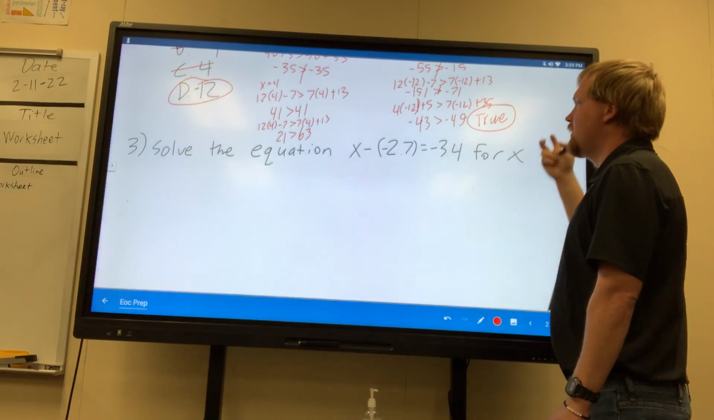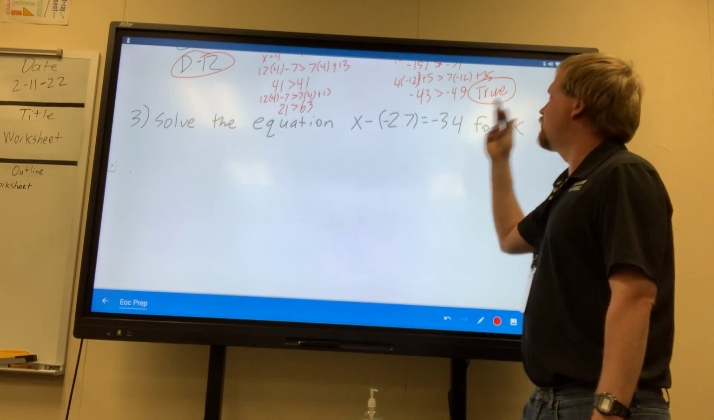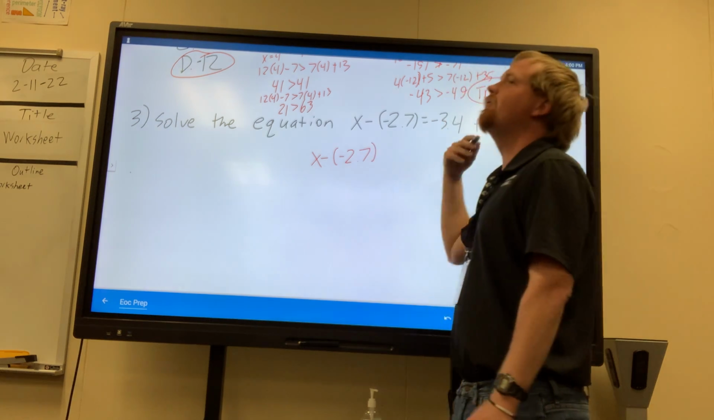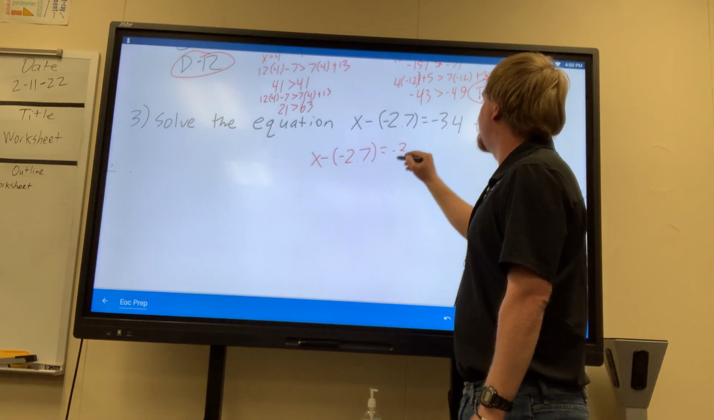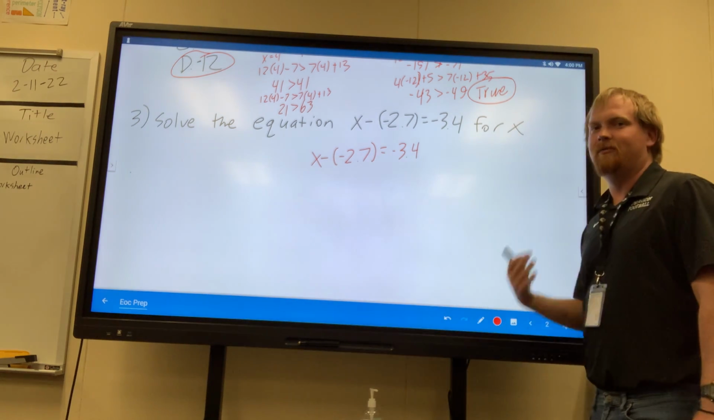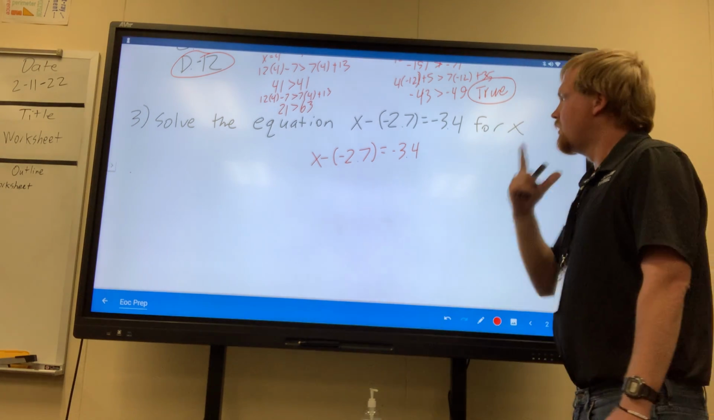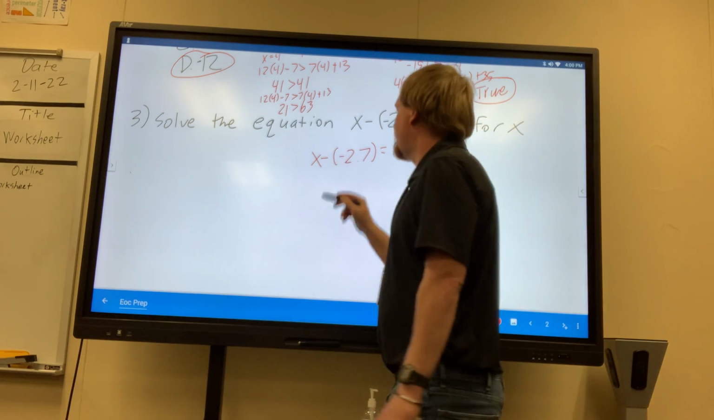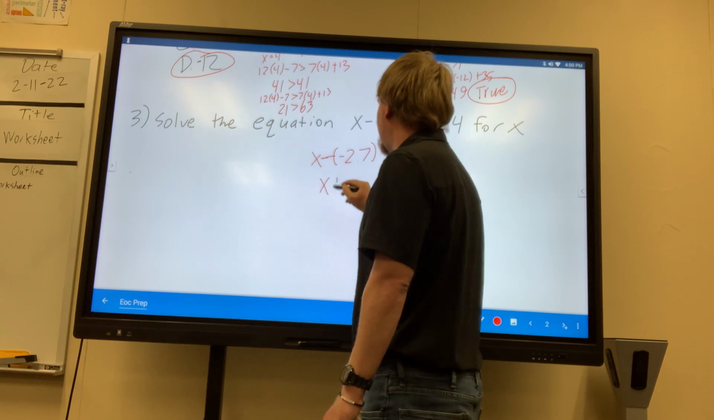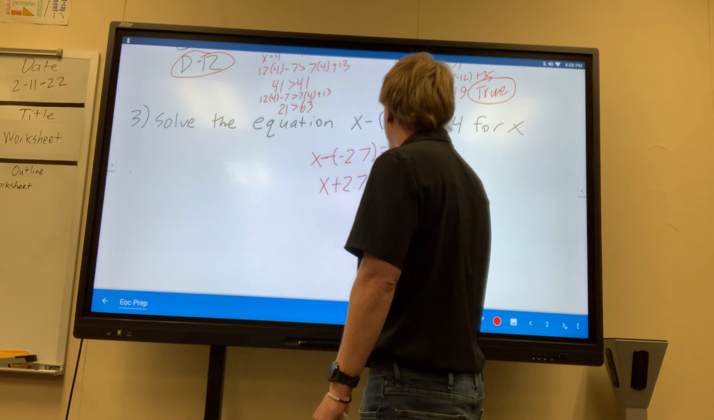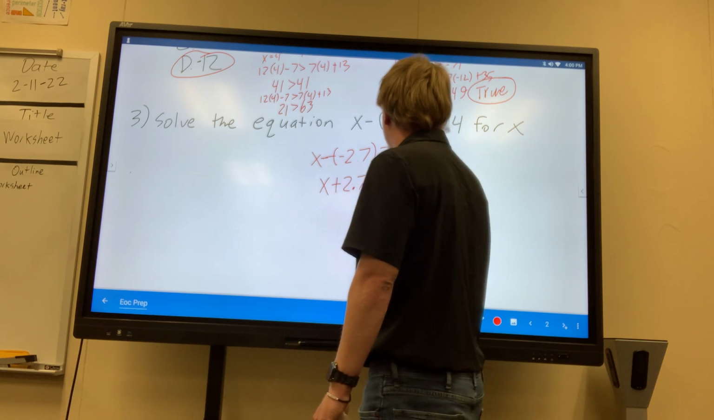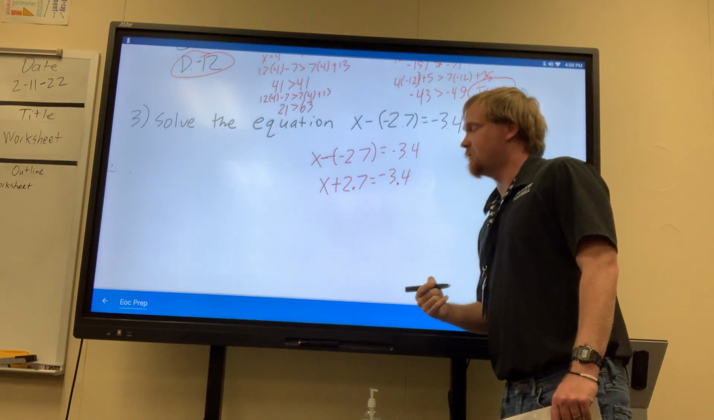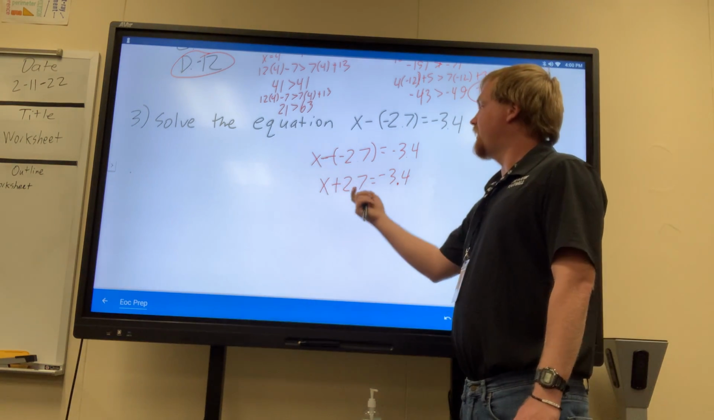And last, we want to be able to solve this equation: x minus negative 2.7 equals negative 3.4. Okay. Now, notice that I have the two negatives back to back. If that's the case, that becomes a positive. It becomes a positive. Okay? Becomes positive.